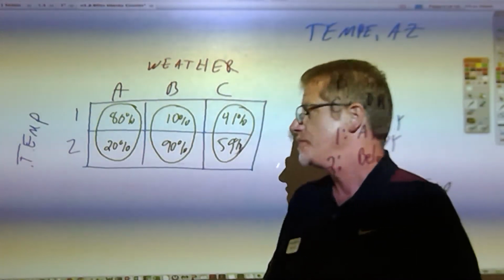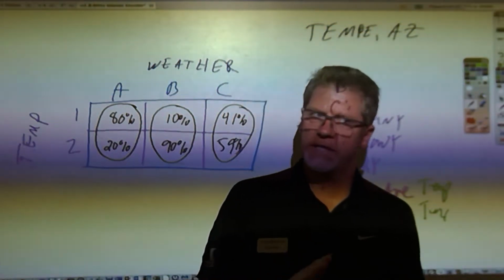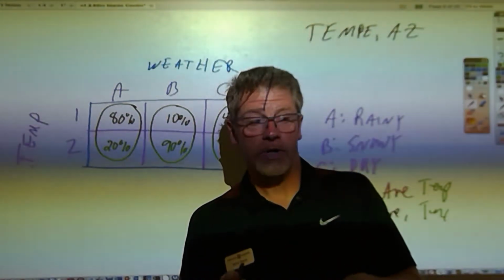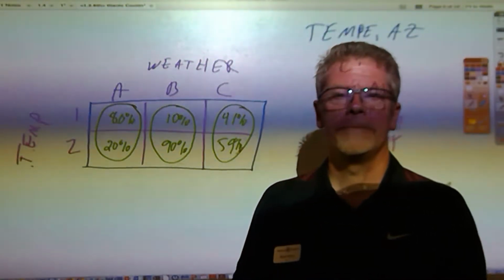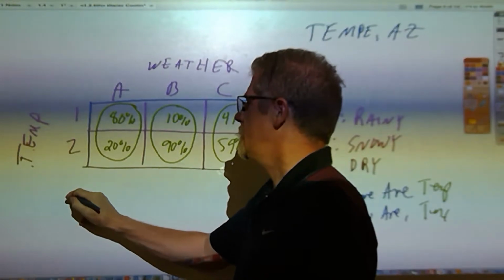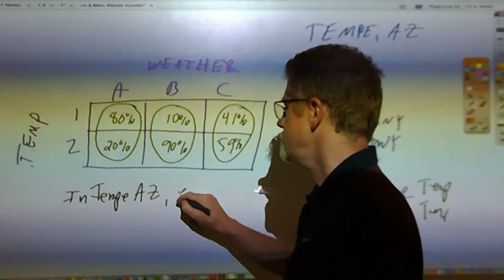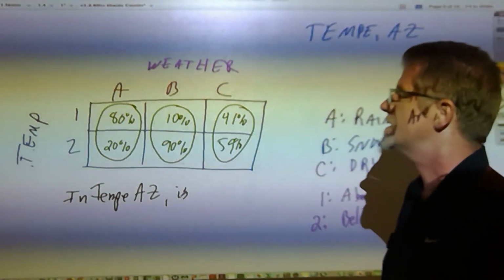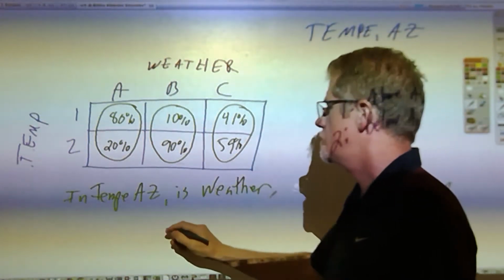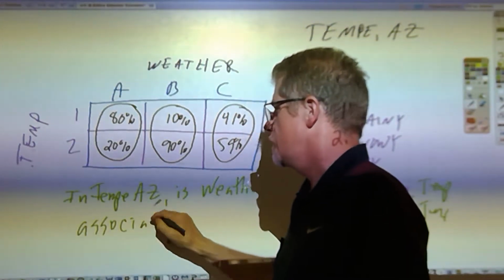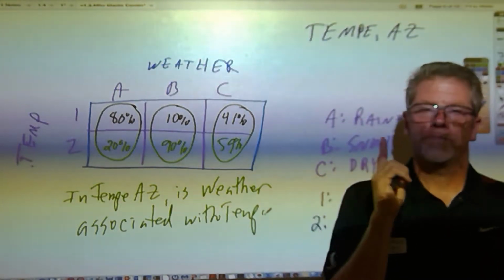Now, what I'd like you to do is answer this question in 3 sentences. And you know how sometimes we use language of independence and other times we use language of association. Well, on the homework that's due tomorrow, you have to use the language of association. So let's practice doing that right now. Let's answer this question. In Tempe, Arizona, is weather associated with temperature? Now, please write all 3 sentences.